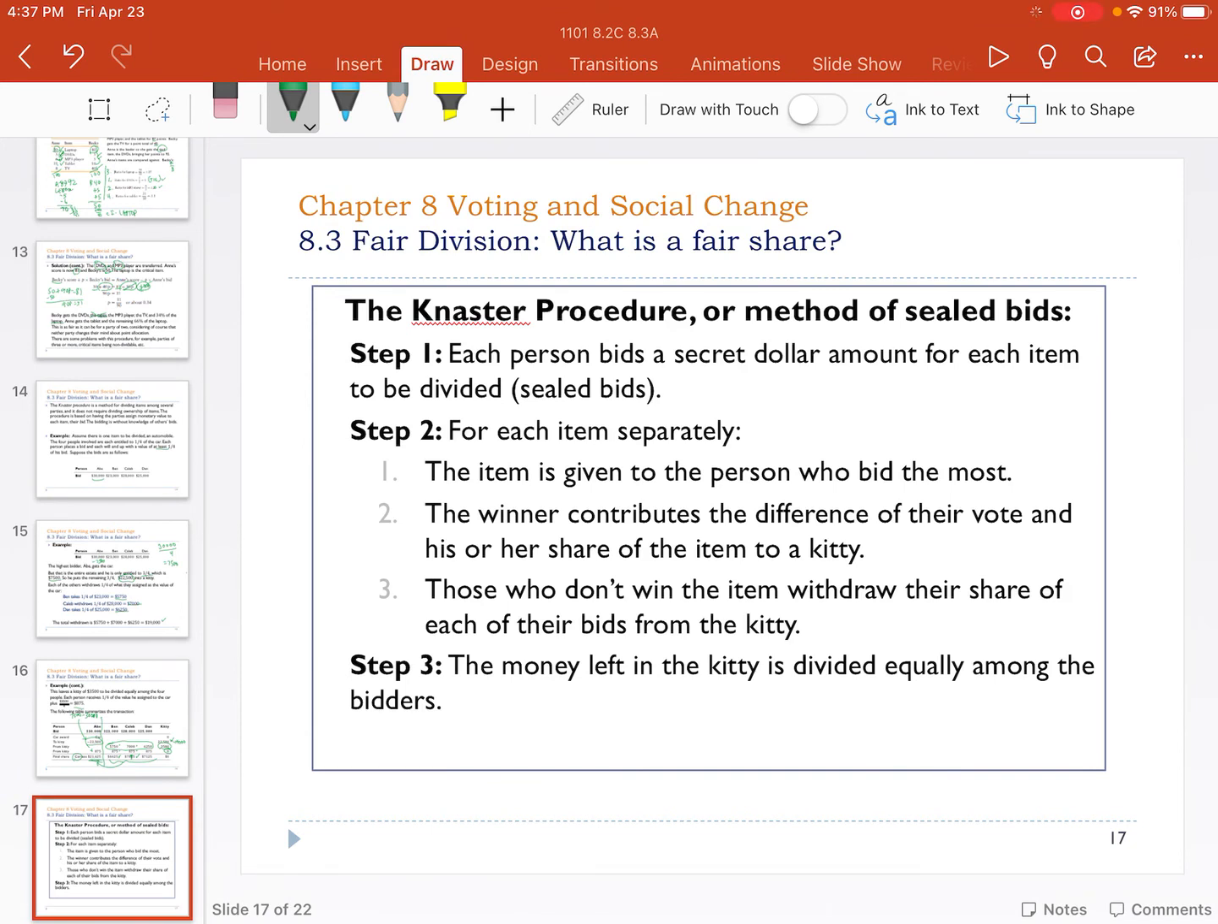So to review, each person bids a secret dollar amount for each item to be divided. For each item separately, the item is given to the person who bid the most. No ties are allowed right now. So we do give the item, but then they typically will have to make up the difference in cash. So the winner contributes the difference of their vote and their share to a kitty for like a first round. So those that don't win withdraw their share of each of the bids from the kitty. And that varies depending on how they ranked it.